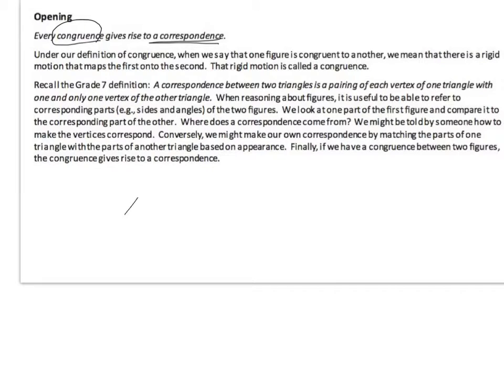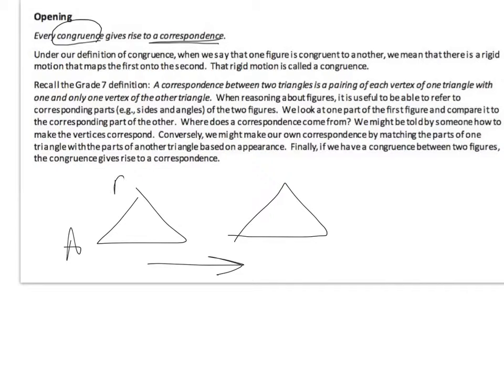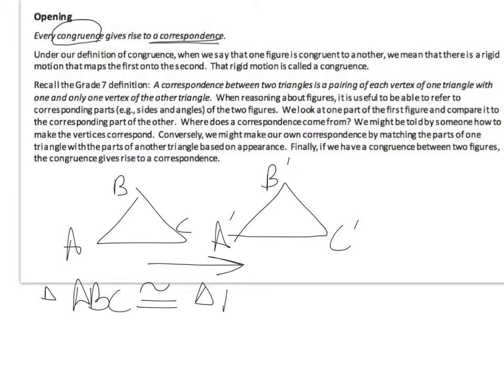Under our definition, we say that one figure is congruent to another if there's a rigid motion, maybe it's just a translation, that maps one figure onto the other. The rigid motion is called a congruence. So we would say triangle ABC is congruent to triangle A prime, B prime, C prime.